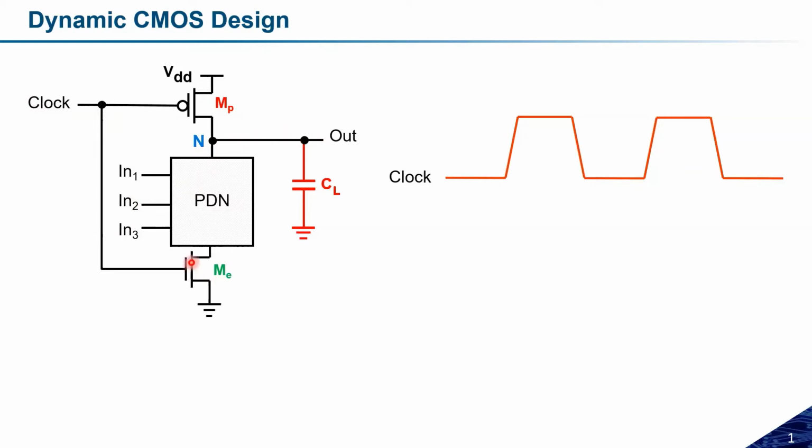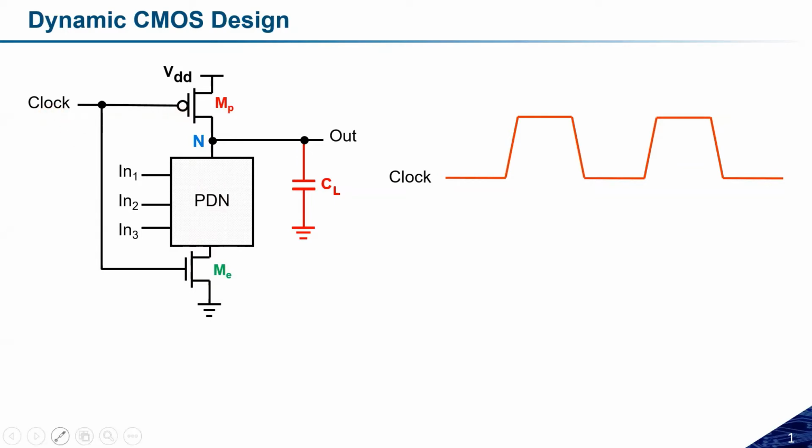That input change will not be reflected at the output because the evaluation transistor will be in the off state when this clock is 0, because these are complementary in nature. So when the clock is 0, MP is on and ME is in off state, and there is no path between the dynamic node and the ground. So whatever function we implement in the pull down network will not be reflected at the output side. So this is the first phase, which we call the pre-charge phase.